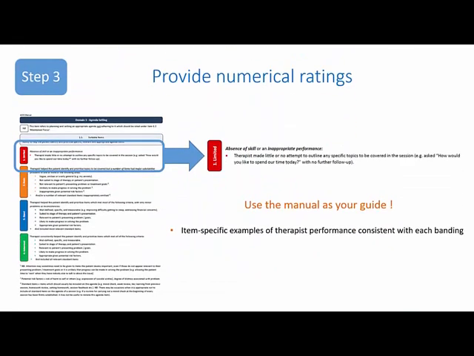Now what you need to do is to use the manual as your guide to decide whether to provide a rating of 1, 2, 3 or 4 for each of these items. Now you'll see, for example, here on the screen, and you can see in the manual in front of you, that for the first item, suitability of items, it gives some examples of the kind of performance we'd be expecting to see for a level 1, 2, 3 and 4 rating for that particular item. So it's really important to look at these item-specific examples to help you make a judgment about which numerical value to provide for that item.